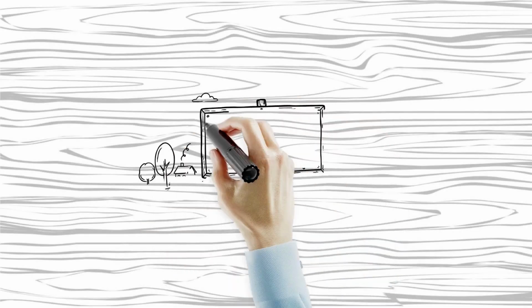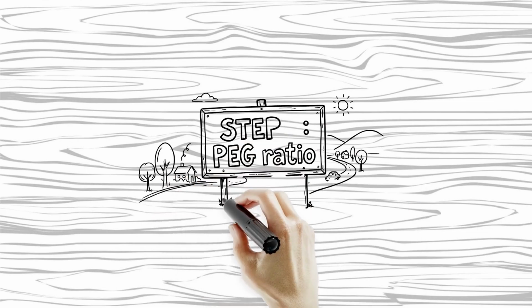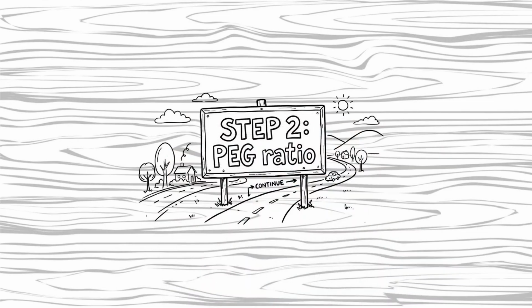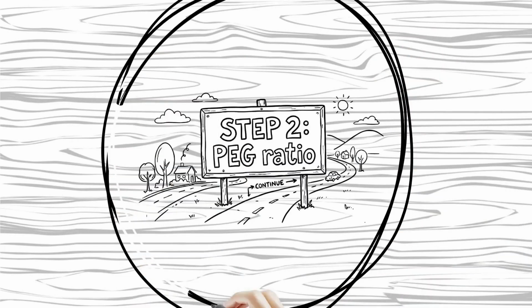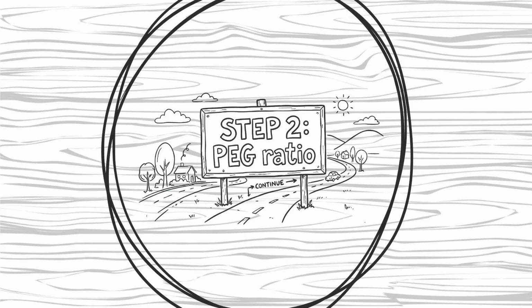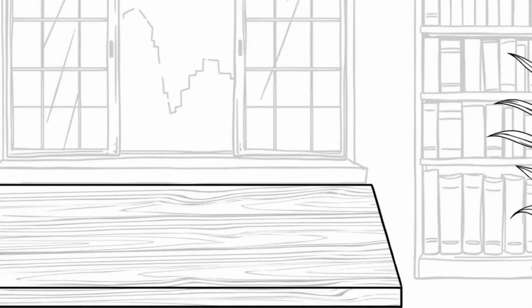To avoid the rearview mirror problem, we need to look at the road ahead. This brings us to step 2, the PEG ratio. PEG stands for price to earnings to growth. It takes that PE ratio we just talked about and divides it by the company's expected growth rate over the next few years. This is a real game changer.